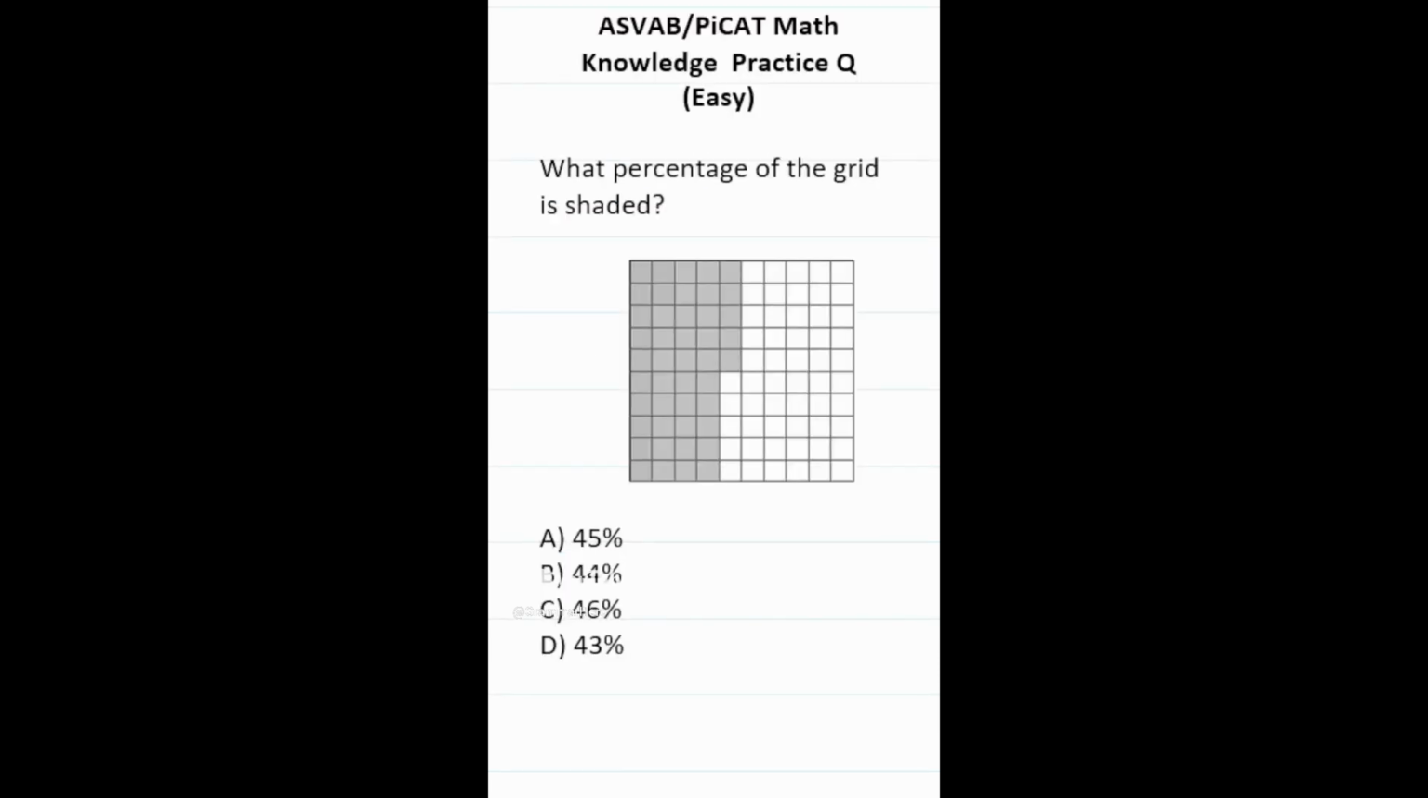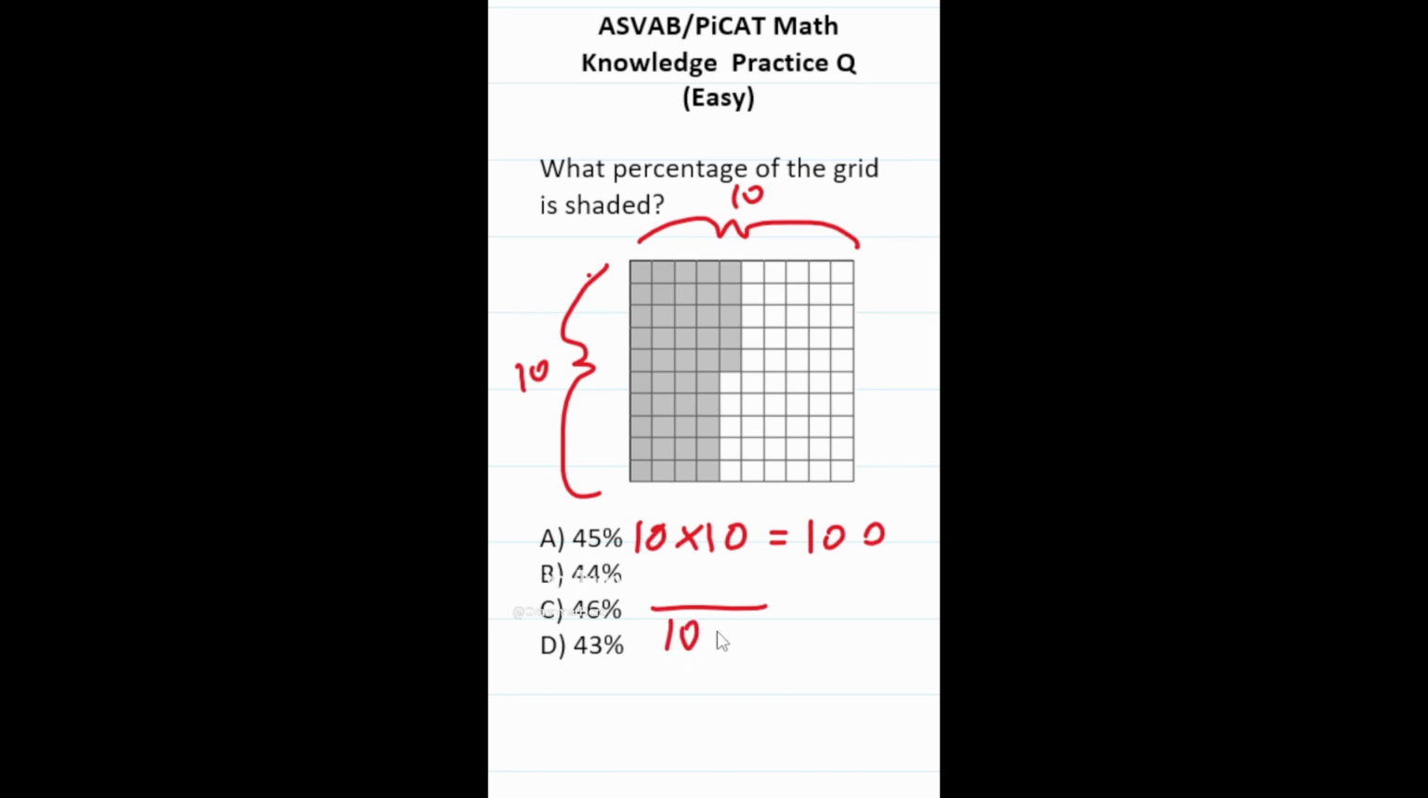This ASVAB PiCAT math knowledge practice test question says what percentage of the grid is shaded. So the first thing you have to do on a problem like this is count how many squares there are in total. Now you're not going to count every single square, of course. You're going to count how many there are vertically. There are 10 vertically. Then you're going to count how many there are across. There's 10 across. So now we know this is a 10 by 10 grid. In other words, there are 100 total squares. So that's going to be our denominator.